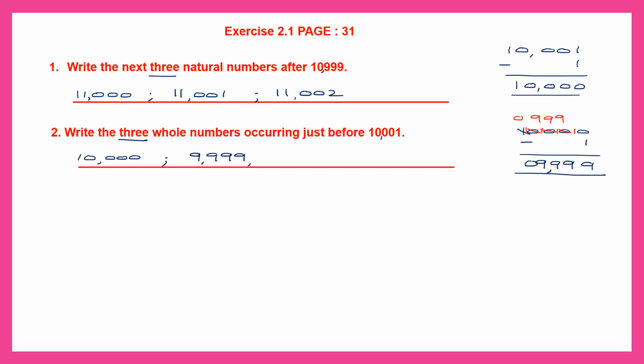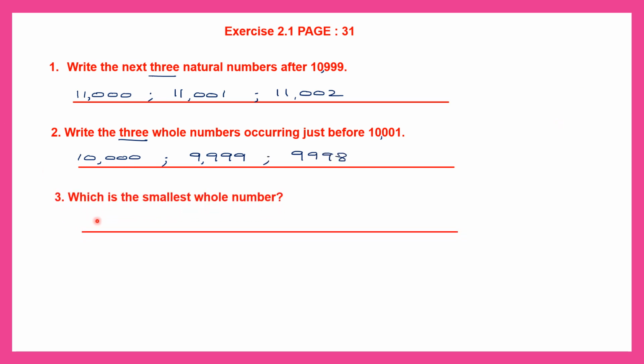Now to get one more number just before 9,999, we have to subtract 1. So 9 minus 1 is 8. Then we have 9, 9, 9. This is 9,998.